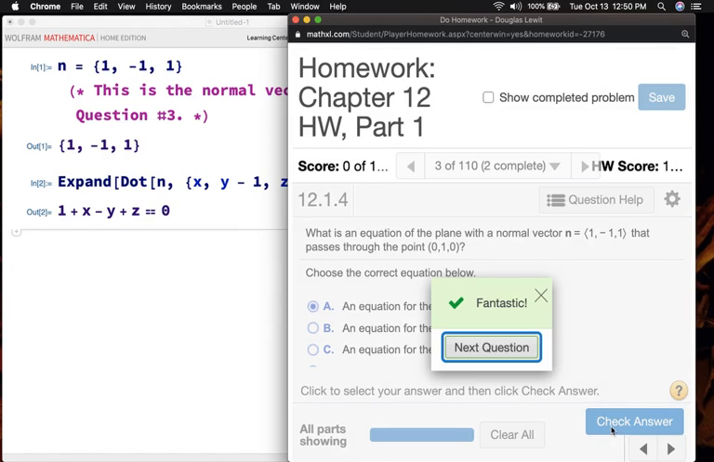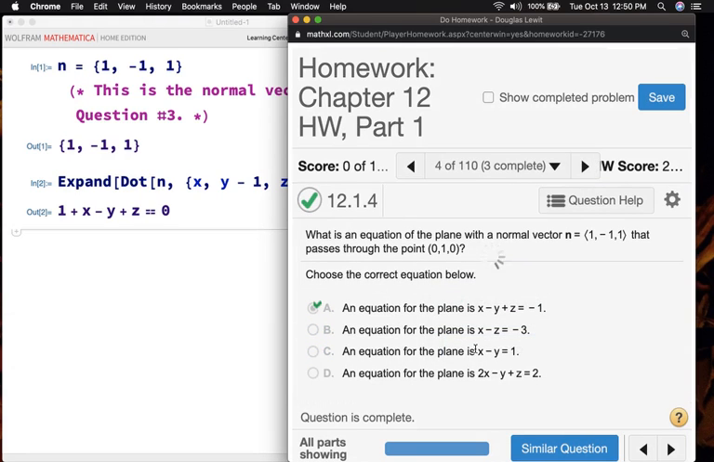Okay, and that is correct. All I did was put the +1 here on the other side of the equal sign, so it's -1. Not a big deal. It's basic high school algebra, right? Okay, number 5.